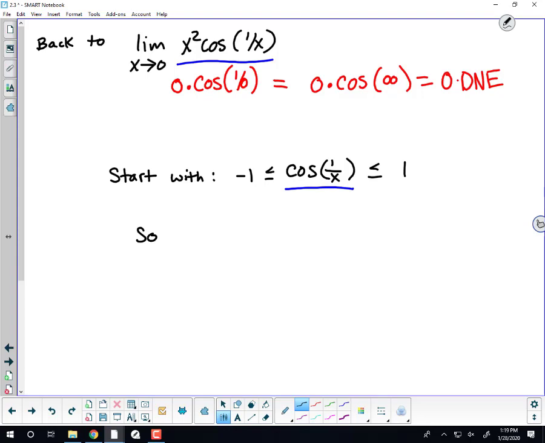So what we have is, if we want our x squared here next to cosine, which we do because that's our limit, in order to keep that inequality, we have to multiply the extremities by x squared as well. Okay. So we'll have a negative x squared over here and a positive x squared over here. So does that reasoning seem legitimate?